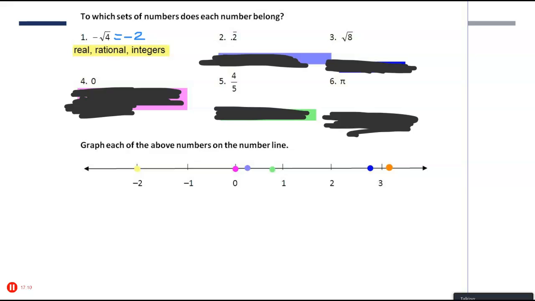Okay, 0.2 repeating. What category do repeating decimals fall into? Where does a repeating decimal go? Abby? The rational. Very good. And remember, everything is real.